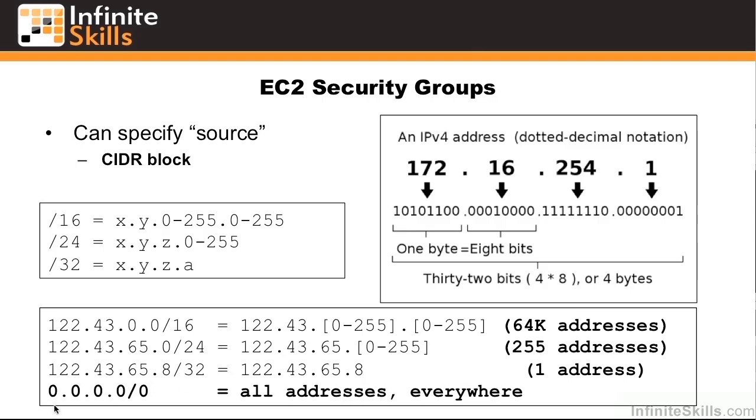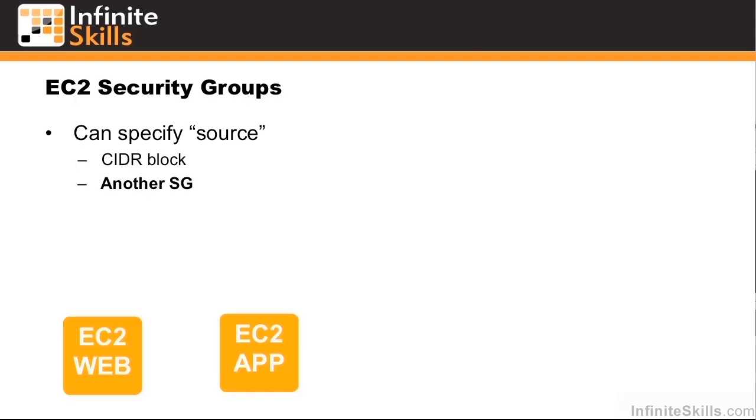An important address you'll be using frequently is 0.0.0.0/0. This allows all addresses from everywhere. Remember, we can also specify the source as a security group. Let's take a look at that real quick.